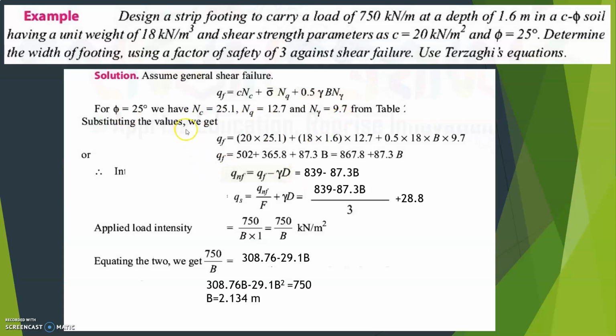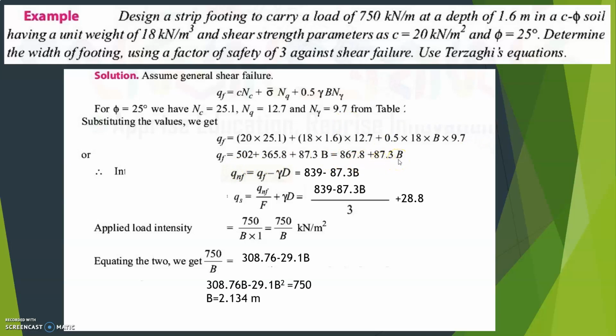Now substitute all the values in this equation. So we will get QF, ultimate bearing capacity, is equal to 20 into NC, 25.1, plus sigma dash, which is nothing but gamma into D. Gamma is 18 into D, D is 1.6, into NQ, that is 12.7, plus 0.5 into gamma, 18, into B into 9.7. B is the unknown. Okay, simplify this. We will get 867.8 plus 87.3 B.